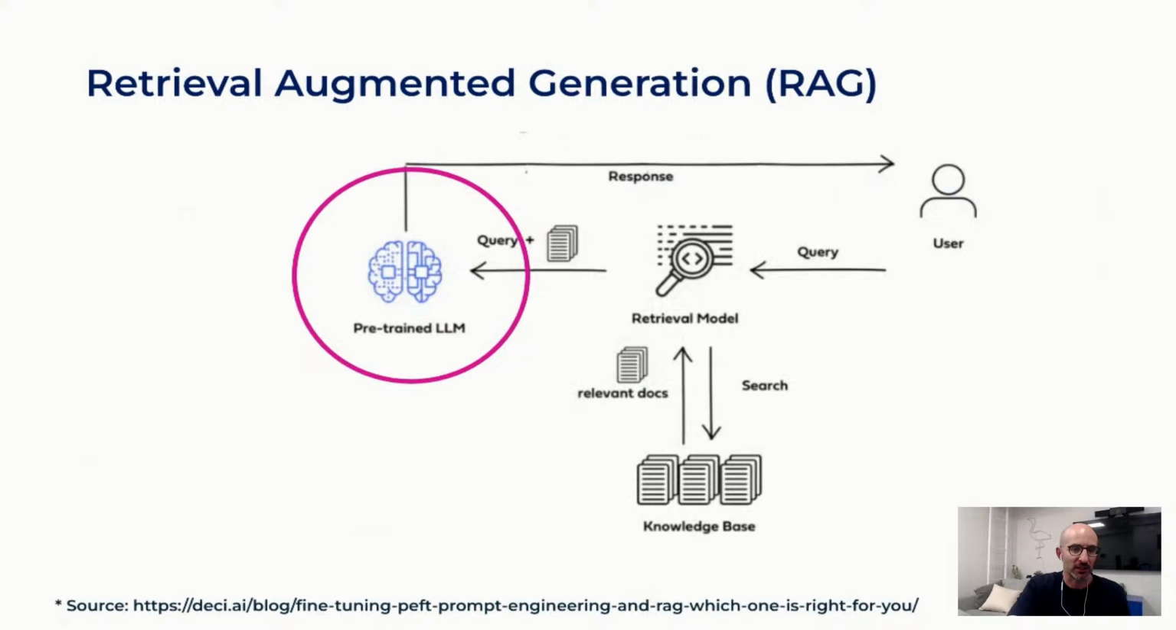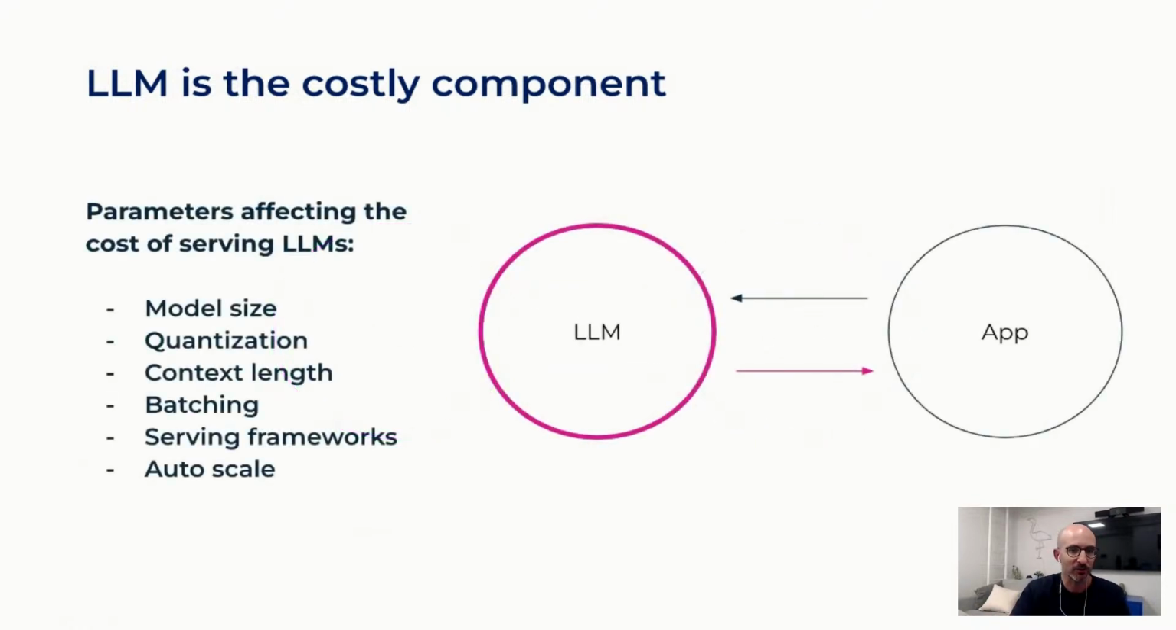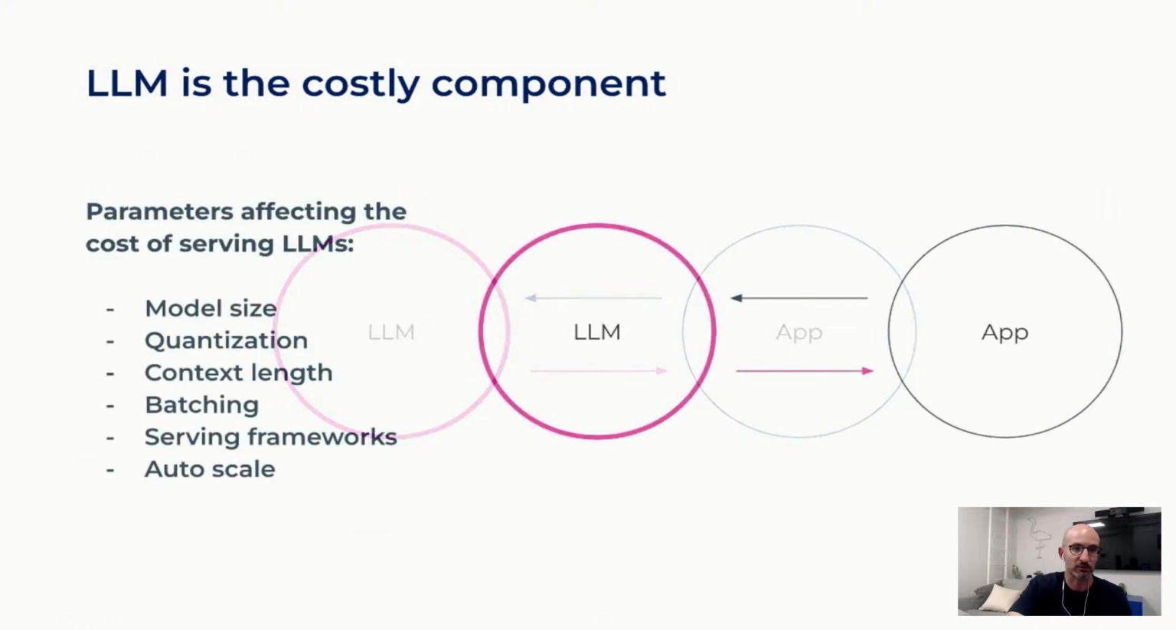But in all of those examples, there is a pre-trained or fine-tuned LLM which is being deployed, right? You have an application or a user using an application, and you send a query, and you're getting back a result, right? So those LLMs are the costly component when it comes to creating AI applications. Just how to deploy those models and how to control their costs, right?